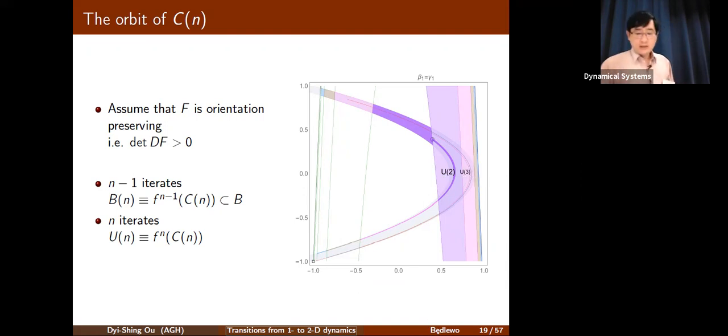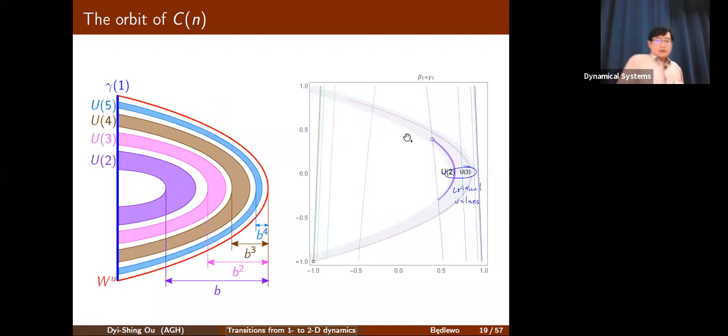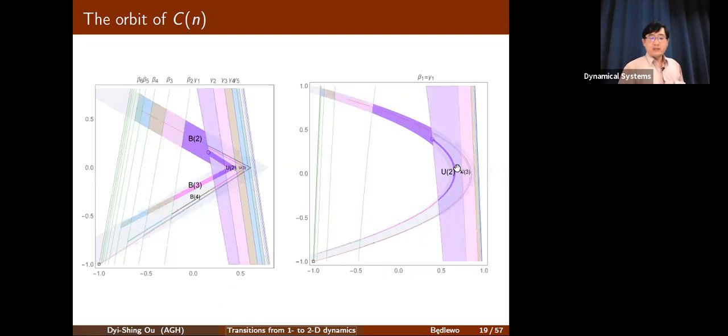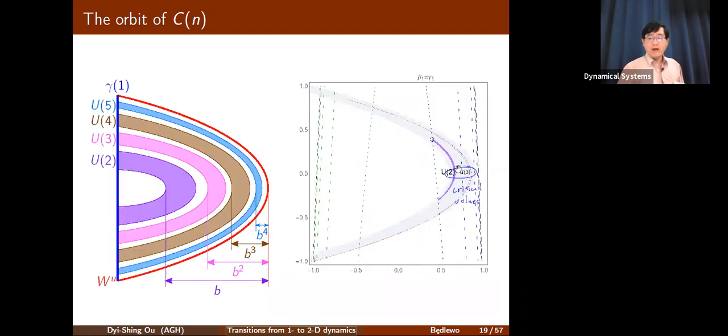So now let us study the structure of these sets U. Because the set B converges to the unstable manifold exponentially, these sets U also converge to the unstable manifold exponentially at the rate B. And we should think of these as the critical values of a Hénon map.